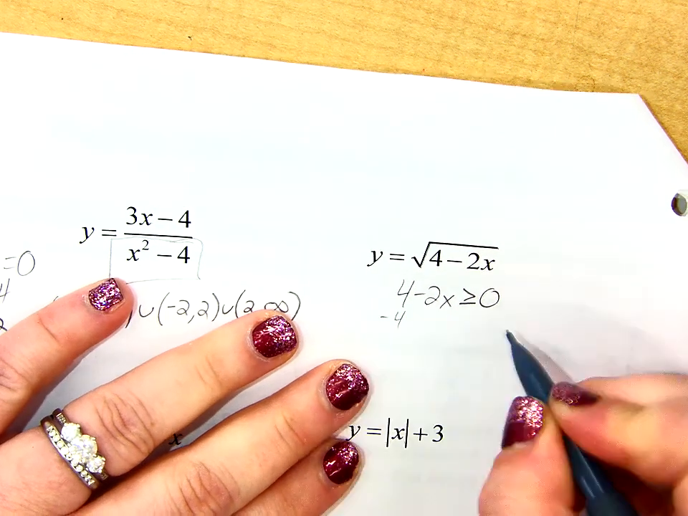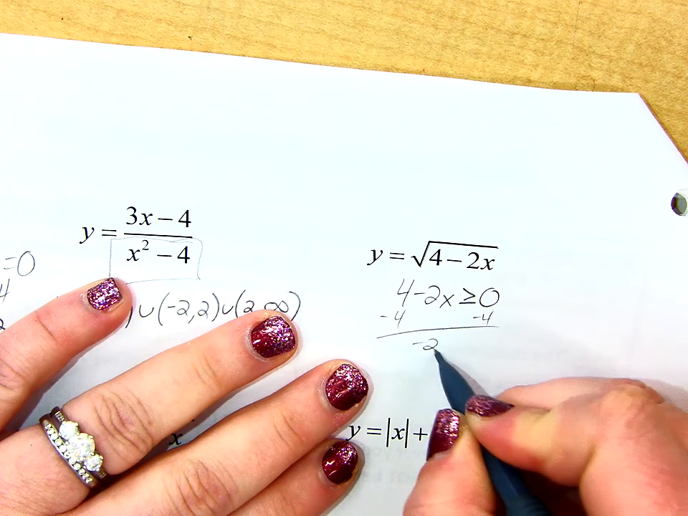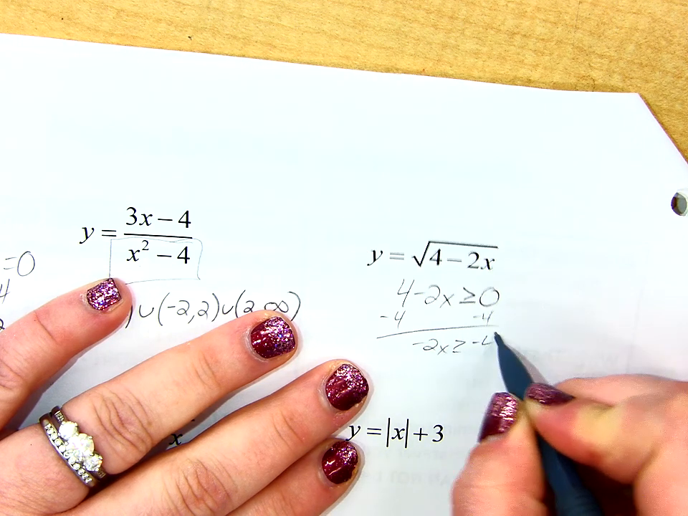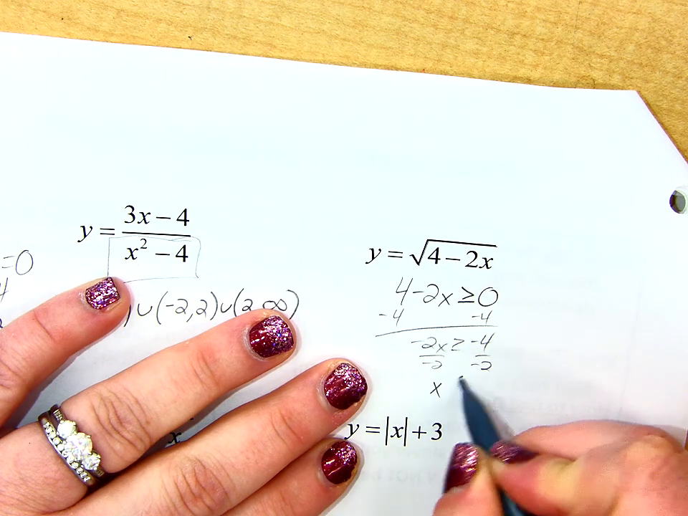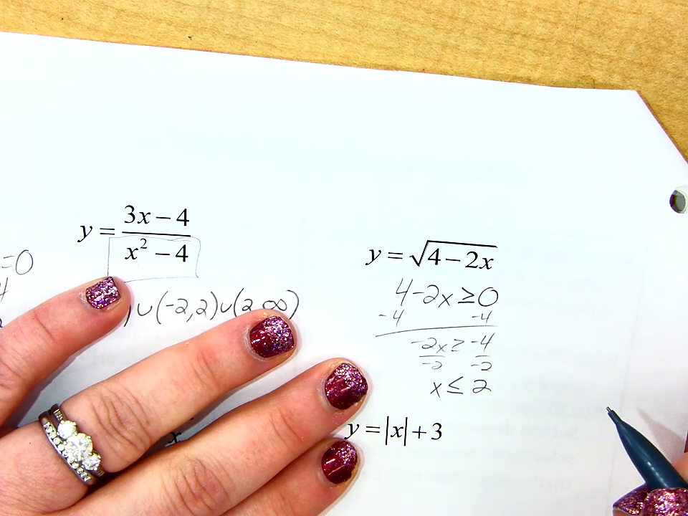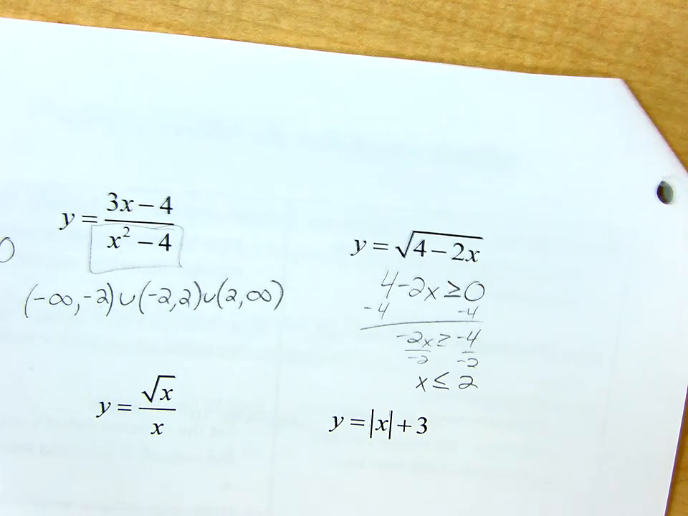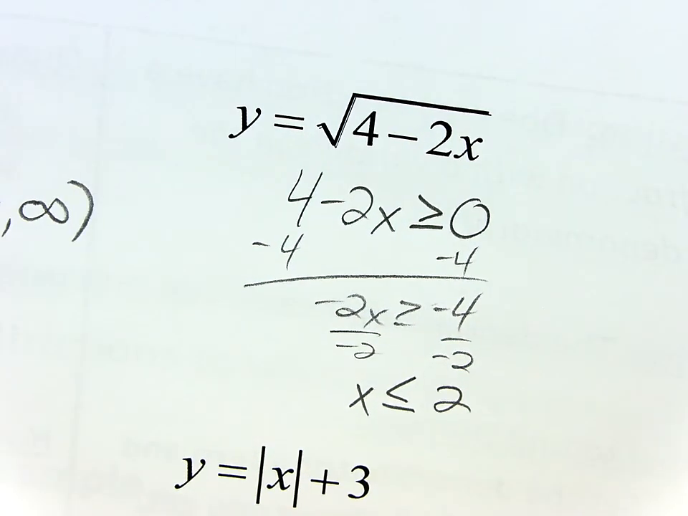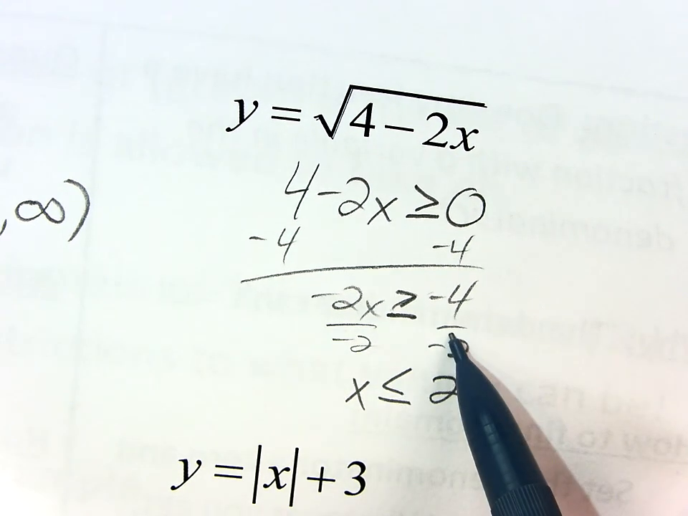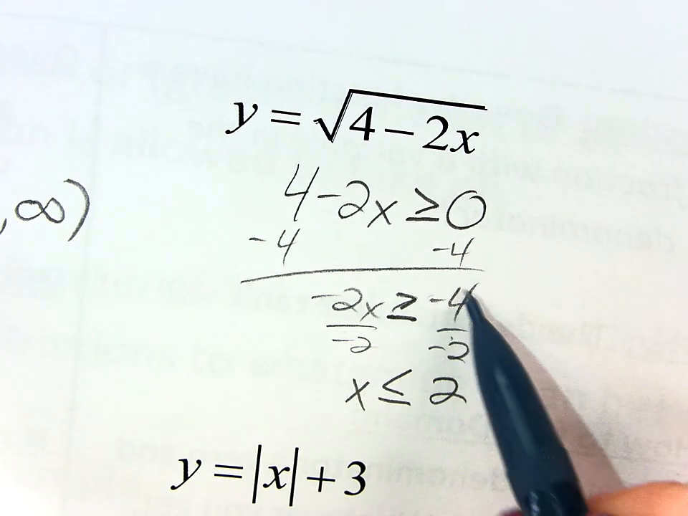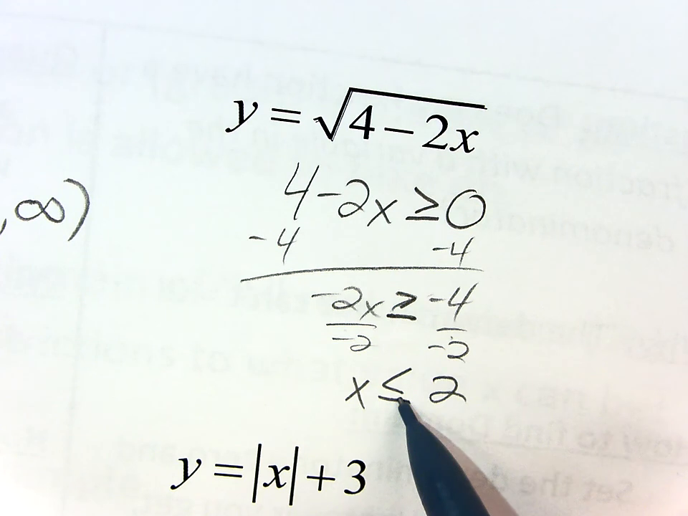So now I'm just going to quickly solve. Don't forget that when you divide by a negative, what happens? Yeah, you got to flip that symbol over. Remember that? Let me zoom in a little bit. So right here, see how I divided by negative 2? When you divide or multiply by a negative, that inequality symbol flips over.